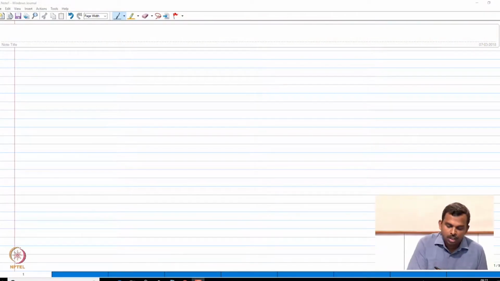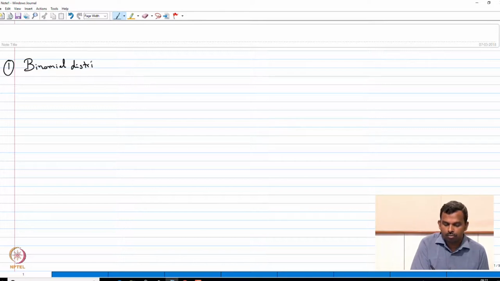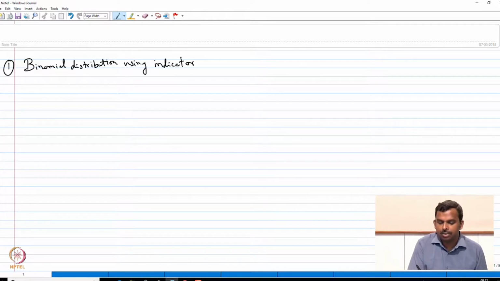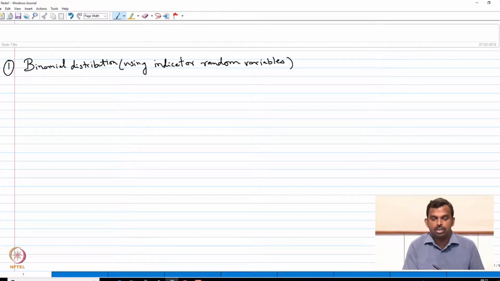Okay, let's get started. The first example we look at is actually a very simple example. Let's say it's the binomial distribution, using indicator random variables. You see it's a very simple idea. So basically what I'll do is I will do n Bernoulli trials.